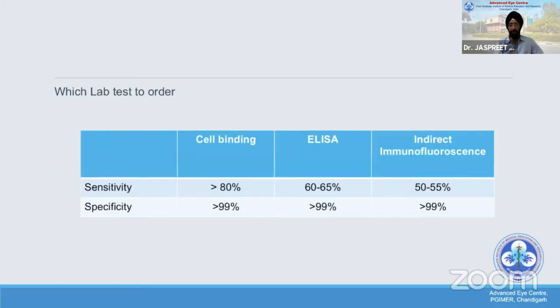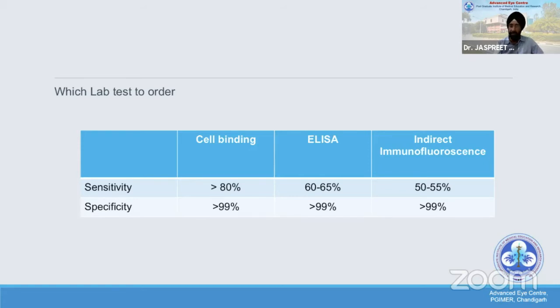So which lab test to order? Now this varies from place to place, and that's how the literature says you might have a positive antibody or you might have a negative antibody. This is all based on testing. The most sensitive are the cell binding assays. Again, the specificity is much more as compared to sensitivity. So you could have just the negatives. True negatives are much more as compared to having a true positive.